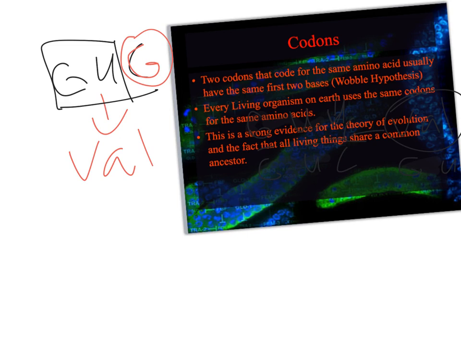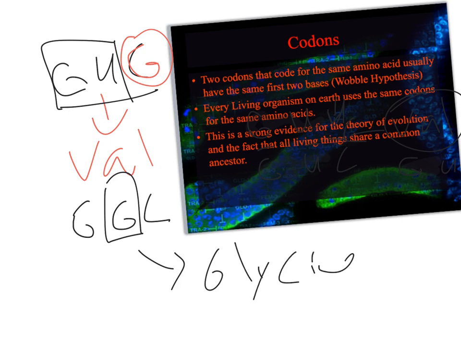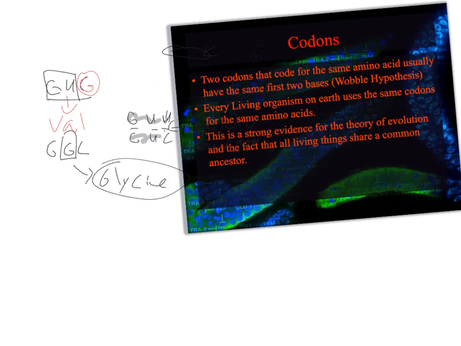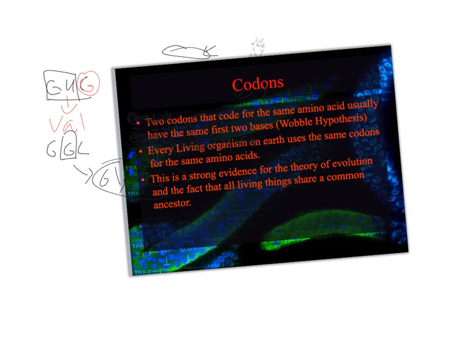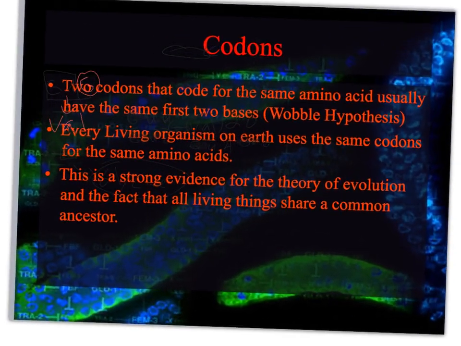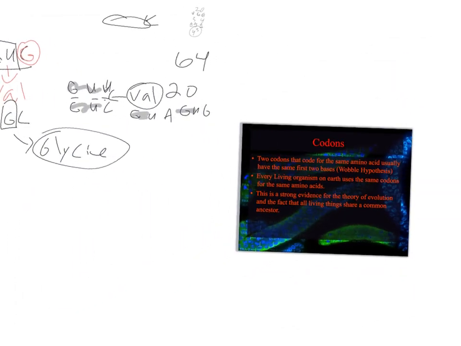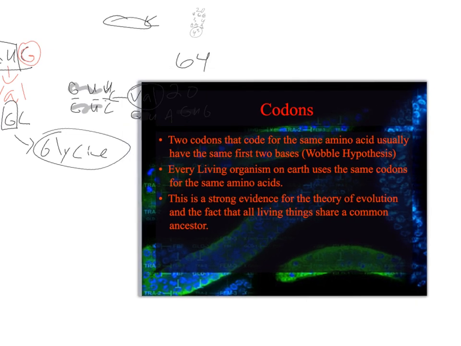Where it'll matter is if I have a mistake somewhere in these first 2, typically that's much more detrimental. So if I went from the original GUC to GGC with the change in that 2nd letter, I now get glycine. And so now a very different amino acid than the one we previously had. Okay, so where the mutation occurs matters. Once again, the fact that we have this idea that the code's the same for all living organisms tells us that there is redundancy here and that it supports the theory of evolution.